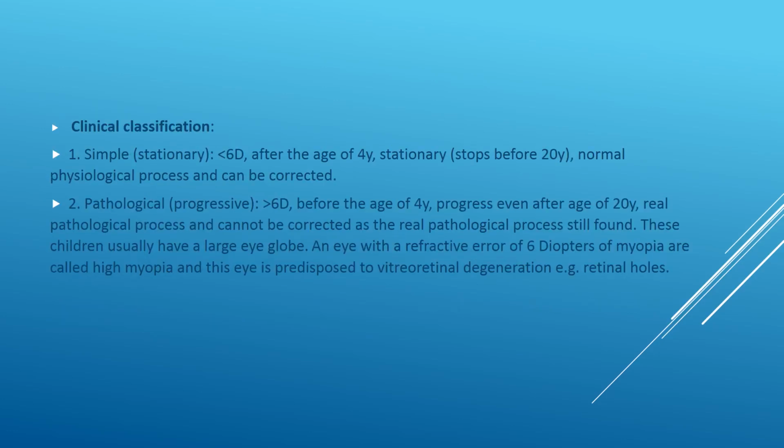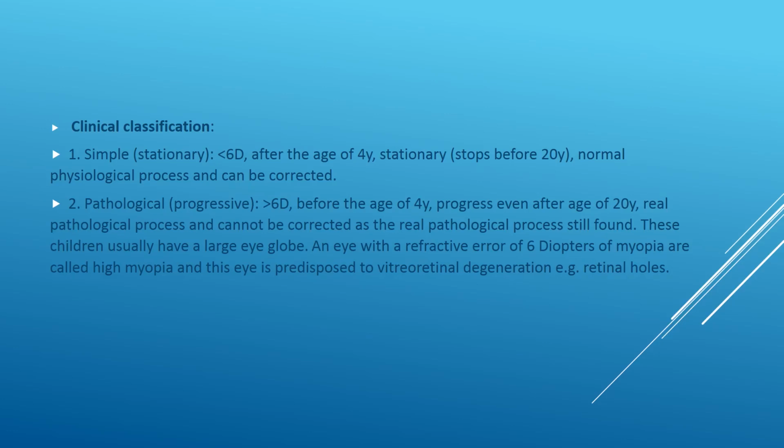Clinical classification. Simple stationary myopia, less than 6 diopters, develops after the age of 4 years. Stationary, which means stop before 20 years. It is normal physiological process and can be corrected. While pathological progressive myopia, more than 6 diopters, develops before the age of 4 years. It progresses even after age of 20 years. It is a real pathological process.